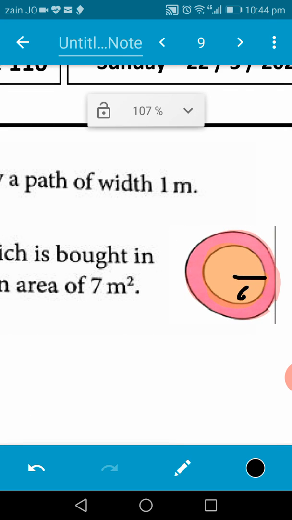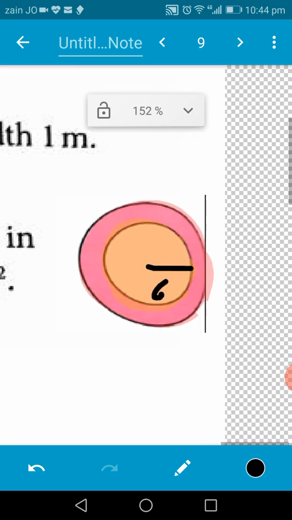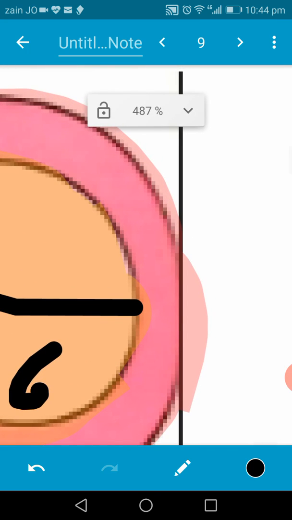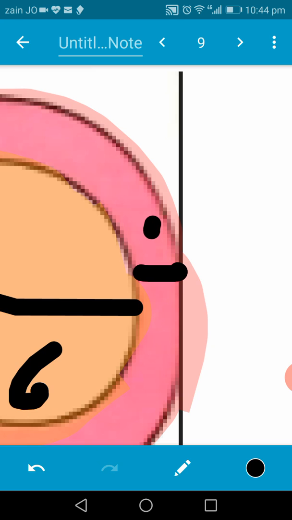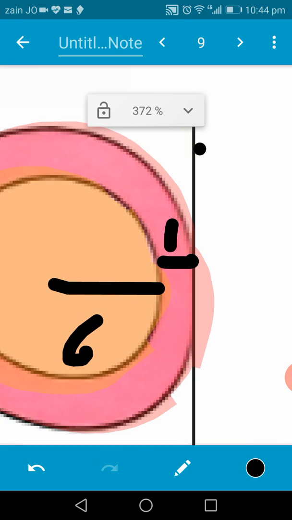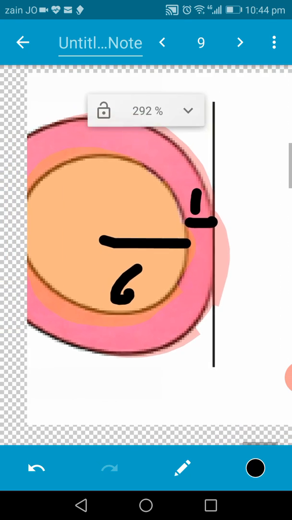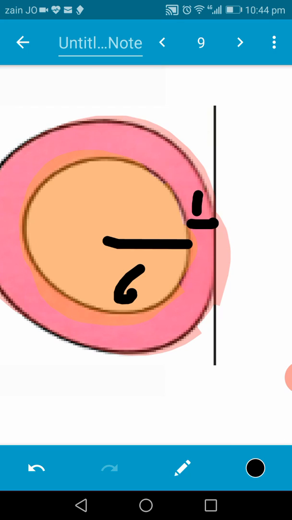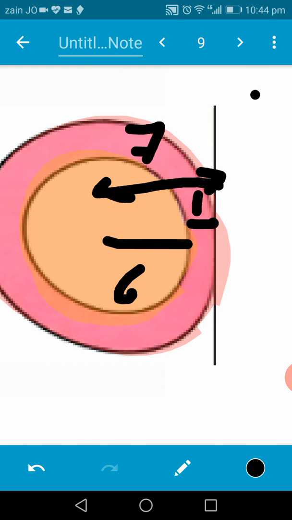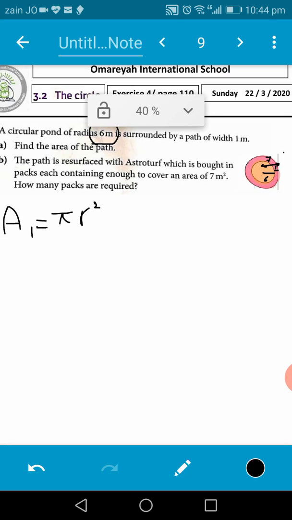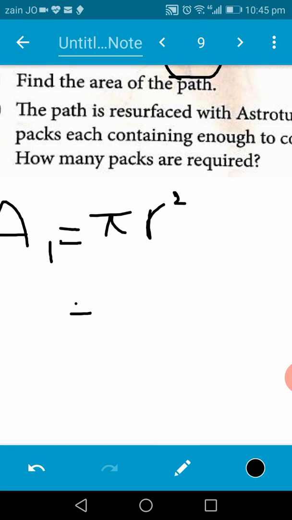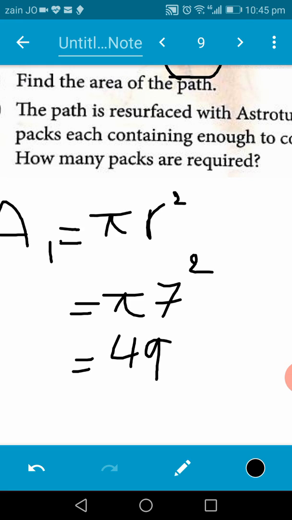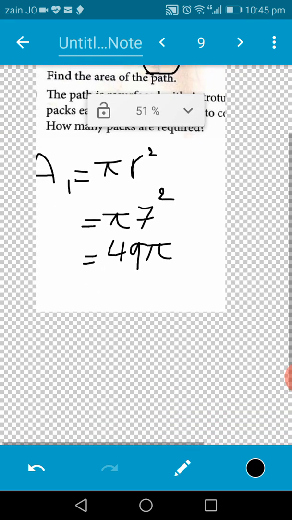And a path of width 1 meter. Now the path is this one, from this to this. This is 1. So the radius for the small circle is 6 and the radius for the big circle is 7 now, right? From this point to this point is 7. So now give me the area of the big circle. The area is pi times 7 squared, which is equal to 49 pi. So this is the area for the big circle.